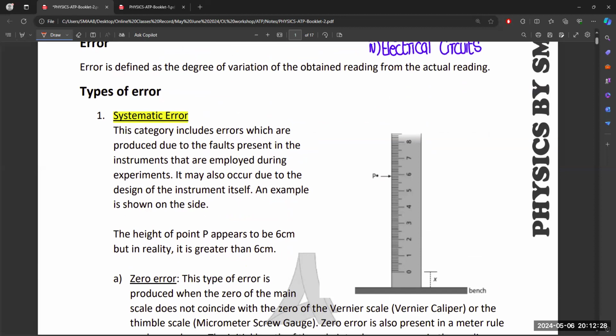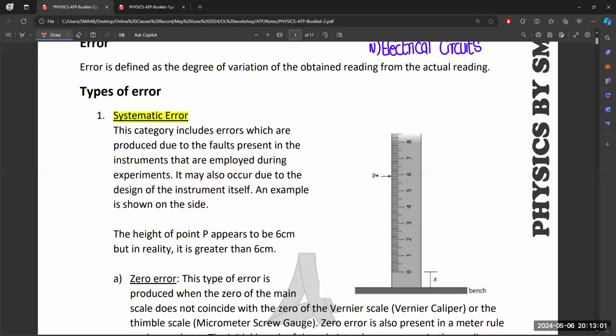So systematic error, by name, you can identify, is related to the system. Like if you are using a ruler, right? Let's suppose you are using a ruler, but the ruler is not starting from zero, like it is broken at zero, or there are rough markings on it. So when you get error in your reading, that is due to the system, right? Because the experimental apparatus you are using is already faulty. So definitely that will also produce error in your readings, right?